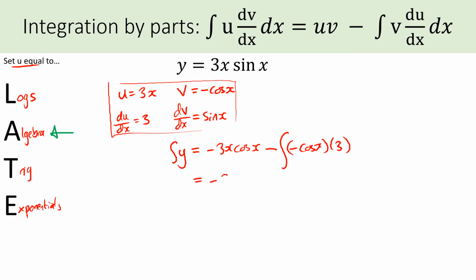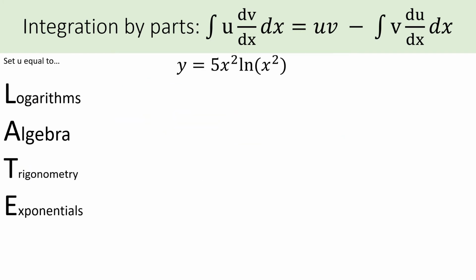And then tidy this up a little bit. We have got a minus minus here, so we would change this to plus the integral of 3 cos x. Then we'd actually do that integral, which would go up to 3 sine x, and don't forget the plus c. So yeah, that rule is crucial for doing this efficiently and effectively.